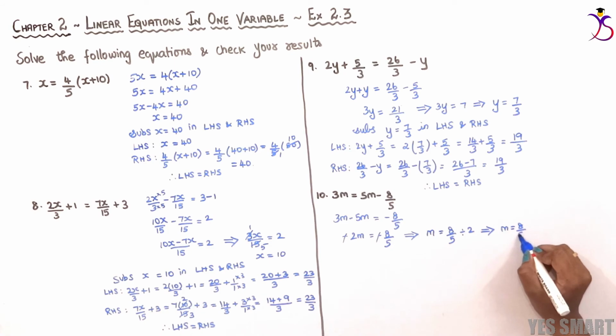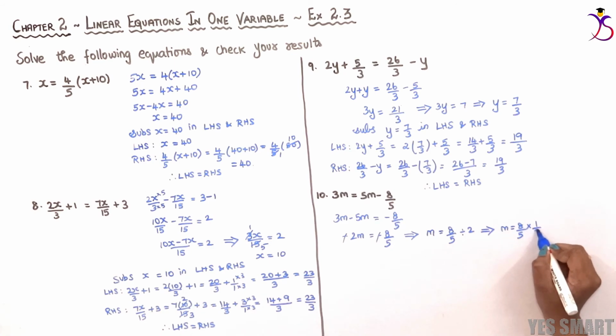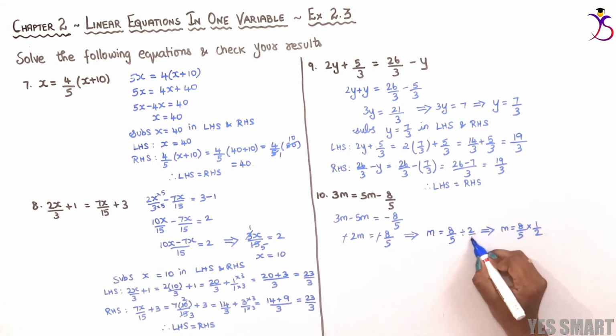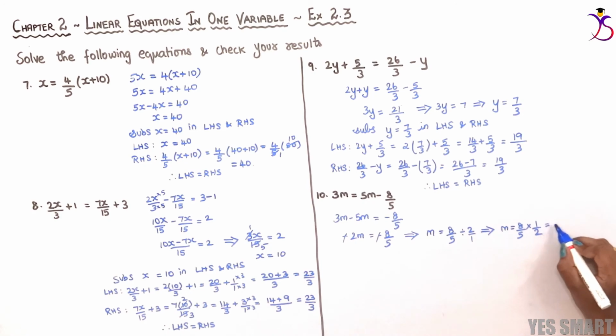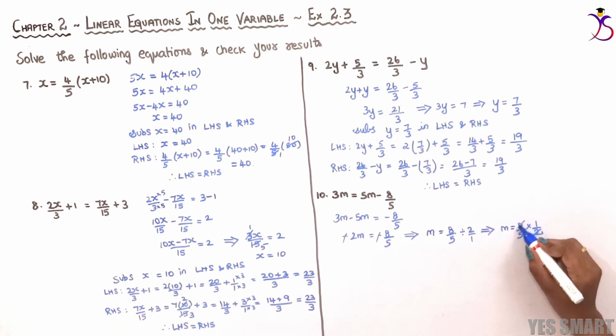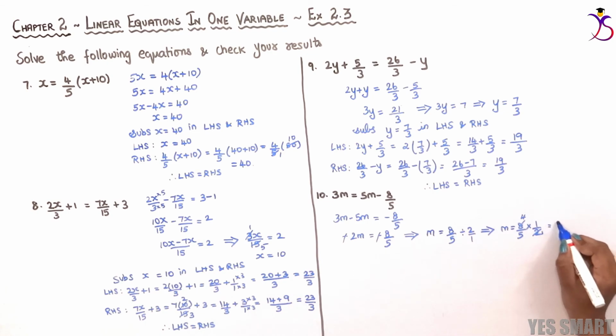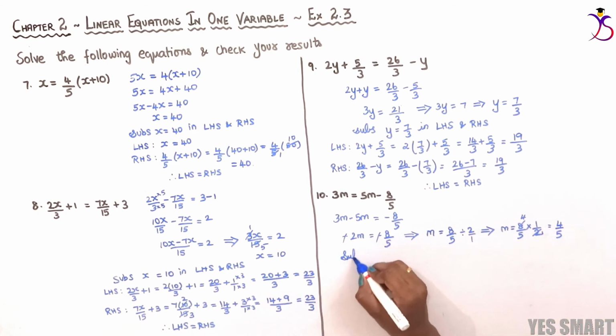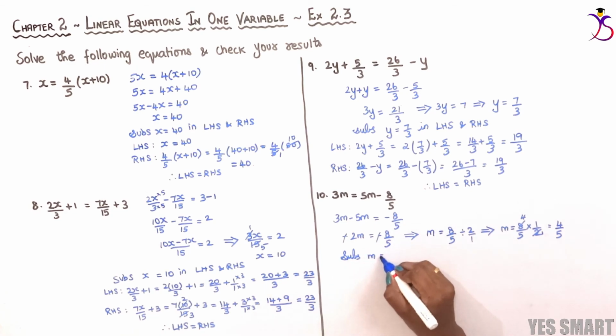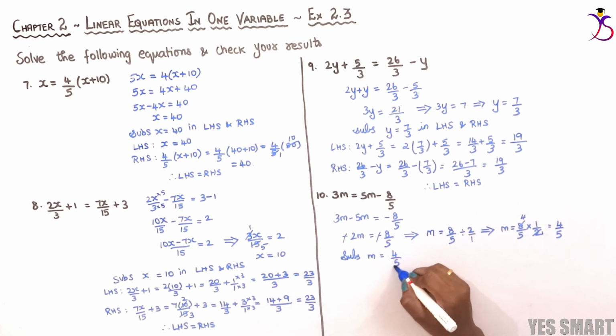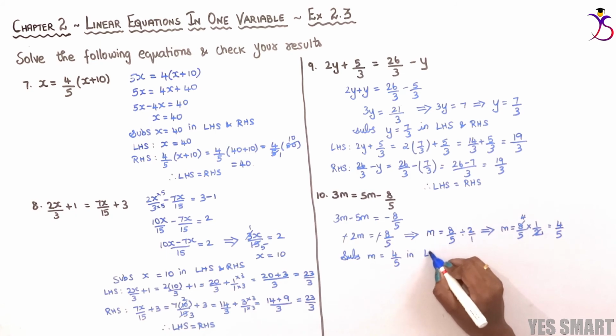This division turns into multiplication when the second term is reciprocated. So, into 1 by 2. 2 ones are 2, 2 fours are 8. Now let's multiply. 4 into 1, 4. 5 into 1, 5. The value of m is 4 by 5. Let's substitute m equals 4 by 5 in LHS and RHS.